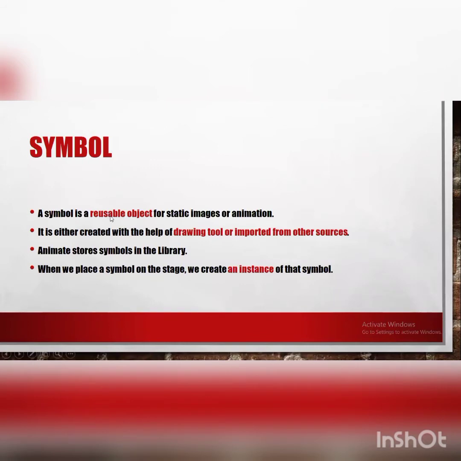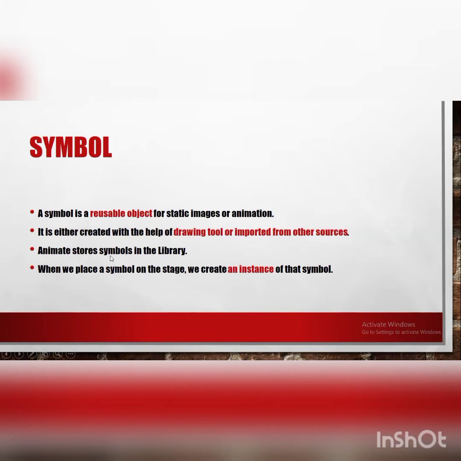Symbol. A symbol is a reusable object for static image or animation. It means when we want to reuse our object, either for static images, that is fixed images, or for any type of animation we have given, we can make a symbol. It is either created with the help of drawing tools or imported from another source. So we can make any drawing by using the drawing tools, or we can import any image.